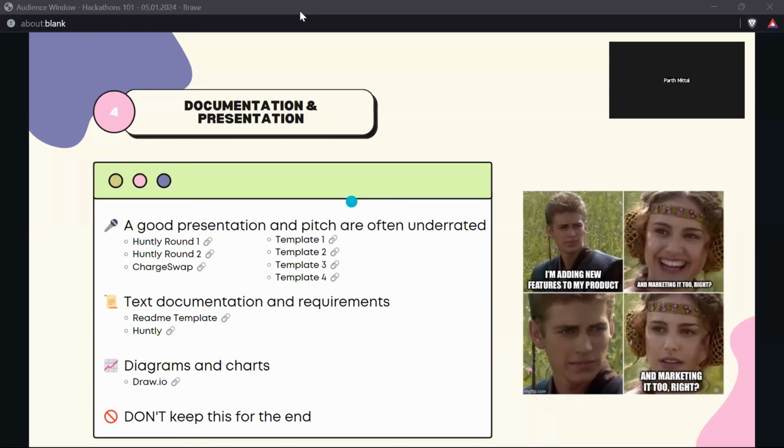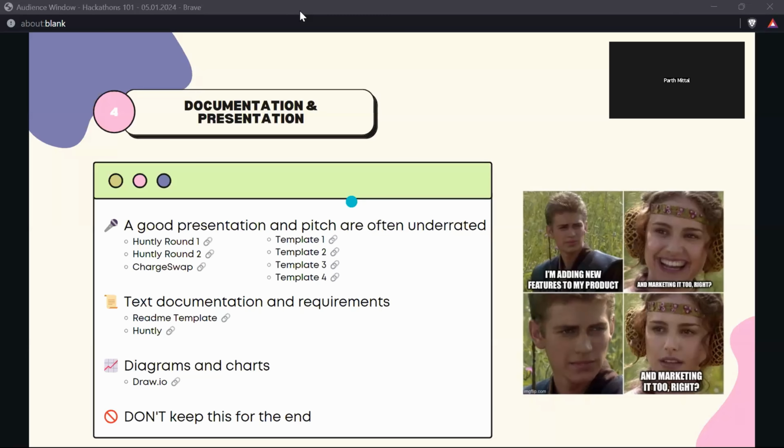You've done a lot of hard work on your project, so it's extremely crucial to document and present it really well. I've linked some of the previous presentations that we had made, Huntley round one, round two, and chart swap, and a lot of templates for you to just start off so that you don't waste time on Canva looking for the right templates. Small things you can take care of: match the colors of your product with the deck, it gives a nice impression. Sometimes the outline is provided by them itself, so keep that in mind.